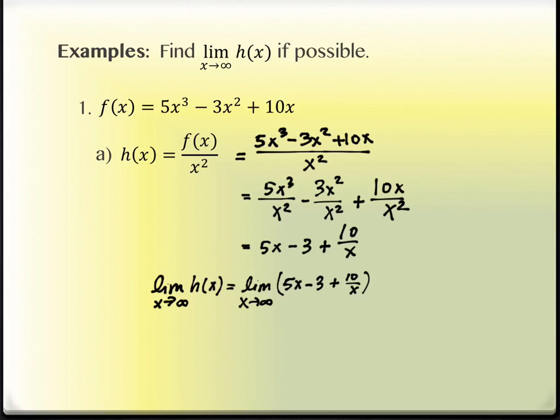And we've had properties of limits to know what we do with this. So we take the limit of each individual piece. So it looks like this next. This is the limit as x goes to infinity of 5x, minus the limit as x goes to infinity of 3, plus the limit as x goes to infinity of 10 over x. What is the limit as x goes to infinity of 5x?